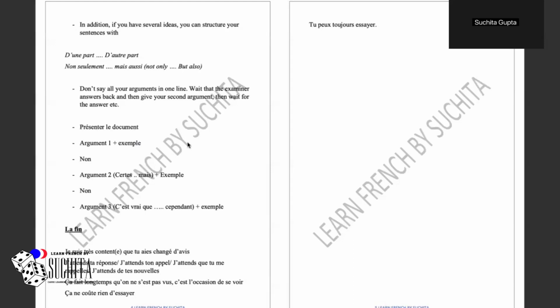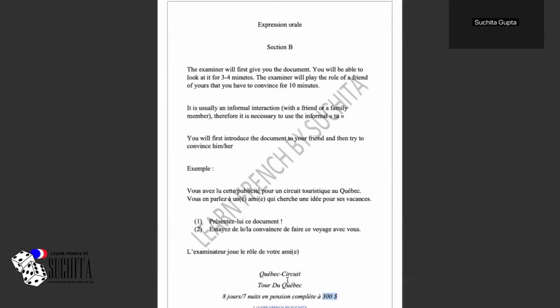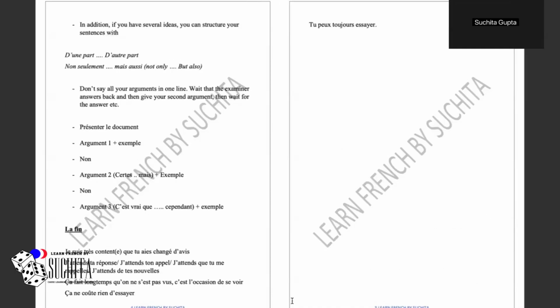Another example can be, you remember, tu te rappelles notre amie Sophie qui étudiait avec nous à l'école? Examiner will say, yes, yes, yes. So, you can say, avant de parler avec toi, j'ai parlé avec Sophie et elle m'a dit que l'année dernière, elle a fait un voyage avec cette entreprise et elle a bien aimé ce voyage. So that can be an example.